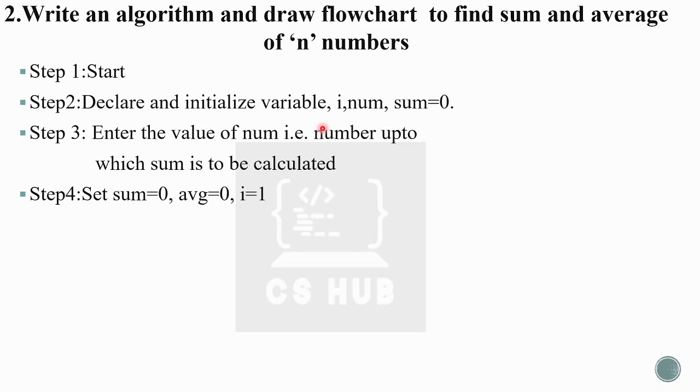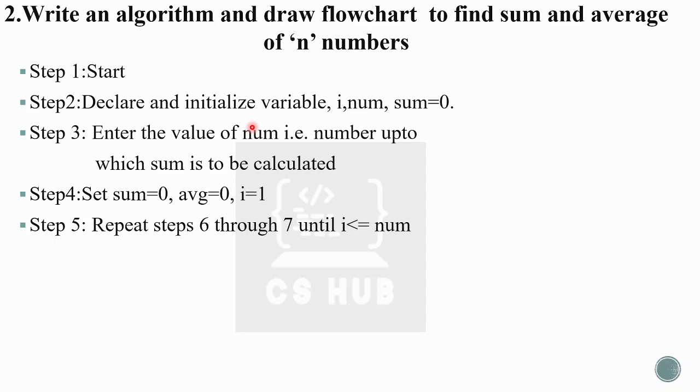Next, set that sum is equal to 0, and again set AVG average equal to 0, and set I is equal to 1. So നമ്മൾ starting with 1 numbers add ചെയ്യുക 1 തൊട്ടിട്ടാണ് add ചെയ്യുക അതുകൊണ്ട് I is equal to 1 set ചെയ്തു. Next is a loop because up to same procedure and we are going to add this number.